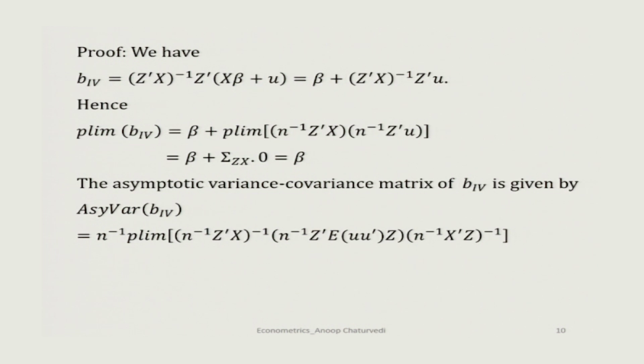Now, to prove this result, we write b IV equal to Z transpose x inverse Z transpose y, and then we write y equal to x beta plus u. So, you get beta plus Z transpose x inverse Z transpose u. Now, if you take the probability limit of b IV, dividing by n, you get beta plus the probability limit of n inverse Z transpose x inverse, times 1 upon n Z transpose u. The probability limit of n inverse Z transpose u is equal to 0, and the probability limit of n inverse Z transpose x is sigma z x. So, you get beta plus sigma z x into 0, which is equal to beta.